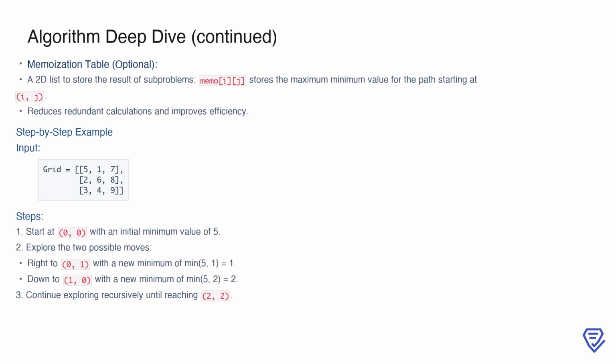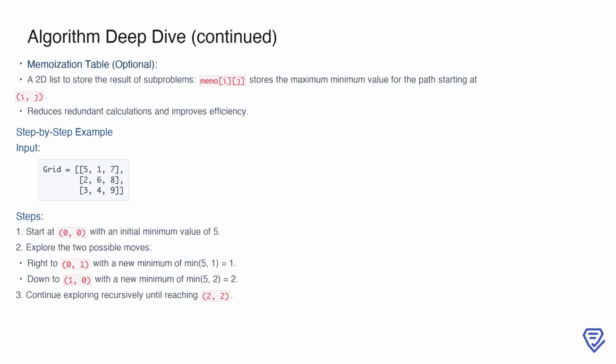This table stores the maximum-minimum value for every path starting at a given cell, allowing us to reuse previously computed results. For example, if memo[i][j] contains the result for cell (i, j), we can directly use it instead of recalculating. Let's walk through an example to see how this works.